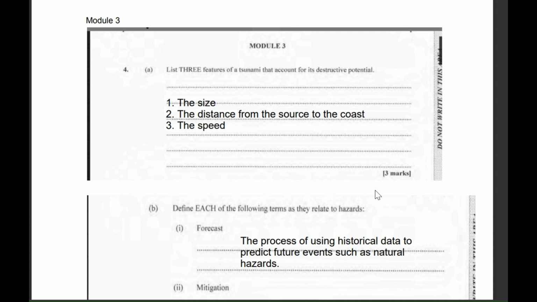Number 3, the speed of the tsunami. The faster the speed, the more damage it will cause, while the slower the tsunami, the less damage it will cause. So you can talk about the size, the distance from the source to the coast, and the speed.